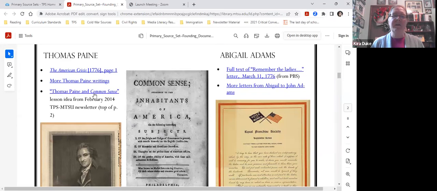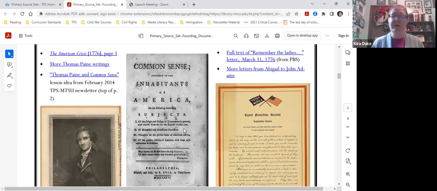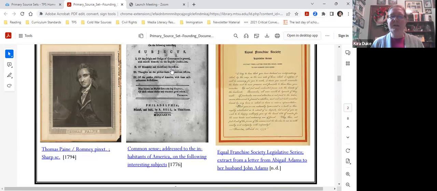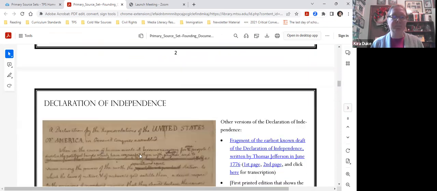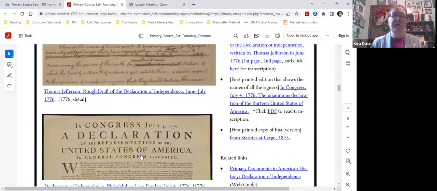And again, you can see here's a lesson idea on Thomas Paine and Common Sense from February 2014, one of our newsletters. And then you can click on any of these links. It will take you to where you can see that primary source set. You can click on the title, it'll take you to the bibliographic page. So again, this is going to be chock full of great resources for you.